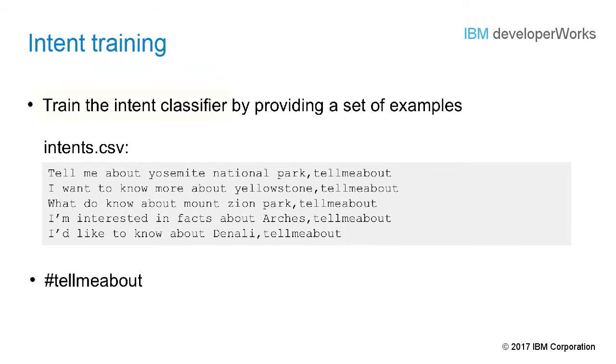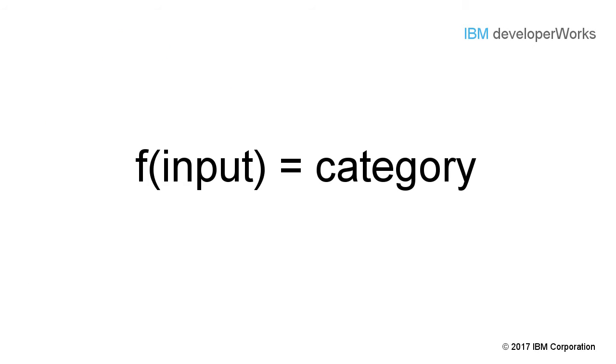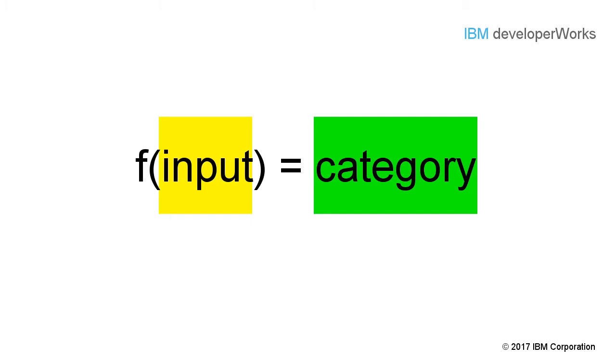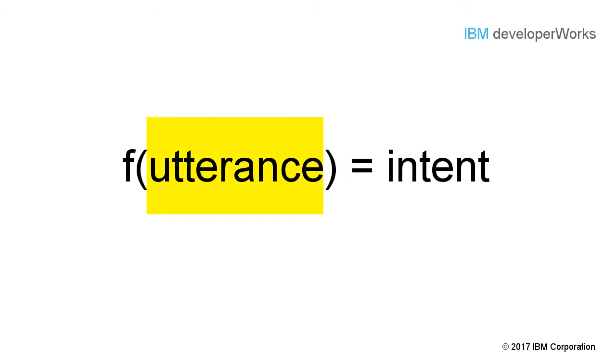We do this by training a classifier. In simple terms, a classifier can be thought of as a function that maps an input to a category. In our particular case, we want to map user utterances, the inputs, to an intent, the category.